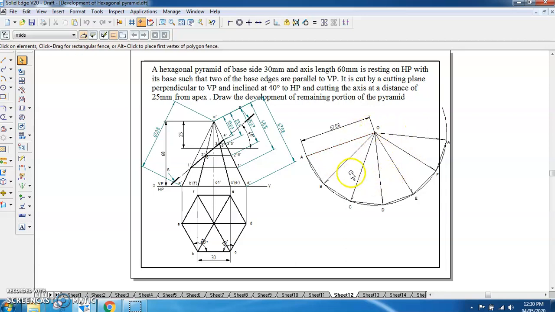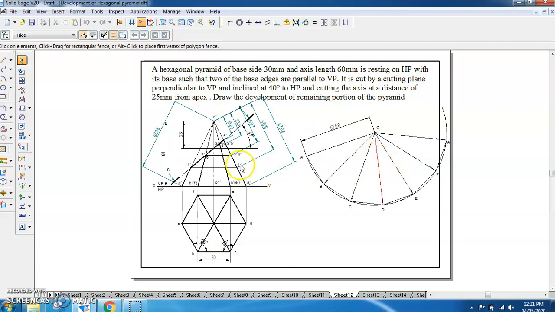So if you have got 1, 2, 3, 4, 5, 6 triangular faces like this, and if you connect this AO to this AO, you will be getting a hexagonal pyramid. So this is the development of hexagonal pyramid. But we are not asked the development of hexagonal pyramid, we are asked the development of remaining portion of the pyramid when it is cut by a cutting plane perpendicular to VP and inclined to HP at 40 degrees and cutting the axis at a distance of 25 mm from apex.